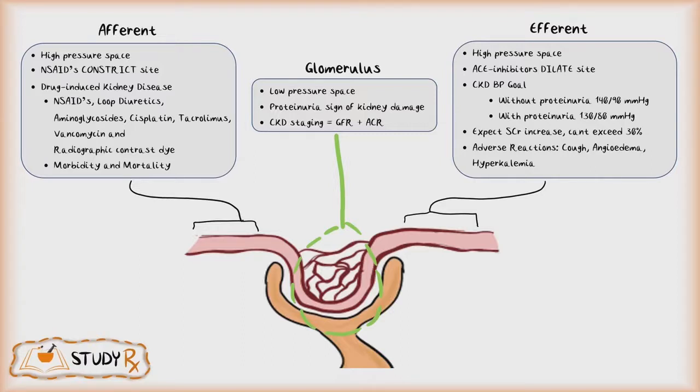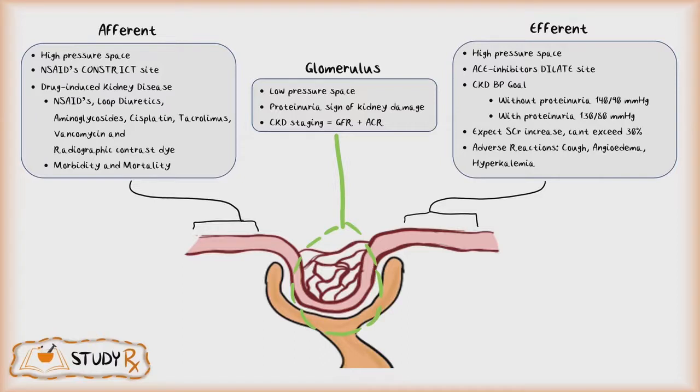A chronic kidney disease patient without proteinuria would have a blood pressure goal of no more than 140 over 90 millimeters of mercury, while a patient with proteinuria would have a blood pressure goal of 130 over 80 millimeters of mercury. We will expect the serum creatinine to increase but no more than 30% on a patient. So if it does increase past 30% after trying an ACE inhibitor and failed also with an angiotensin receptor blocker, then we refer them to a nephrologist.